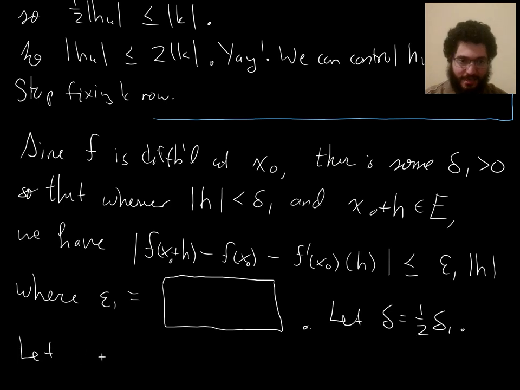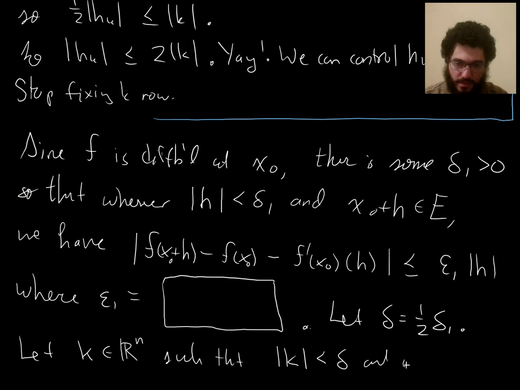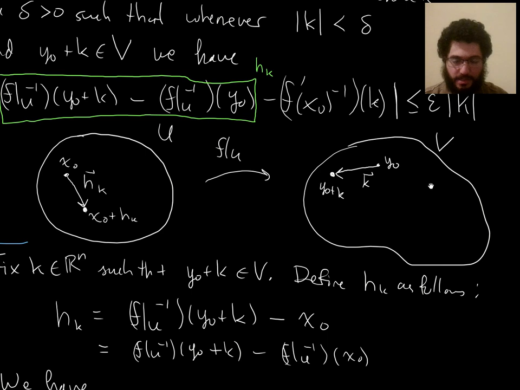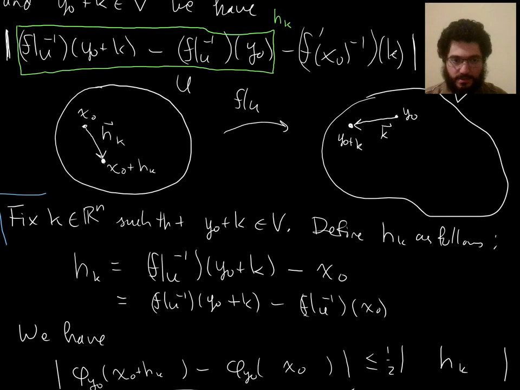Now I'm going to fix k again. So let k be some n-tuple such that the norm of k is less than delta, and y0 plus k is in V. Okay, so this picture is now in place with specific points, y0, y0 plus k, and these things are now defined.